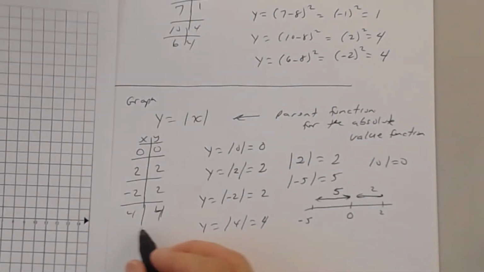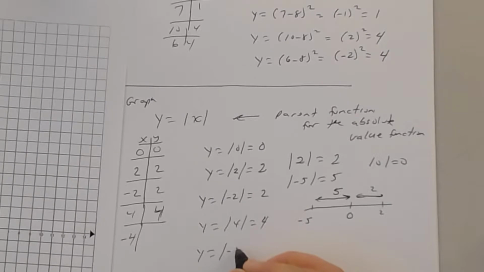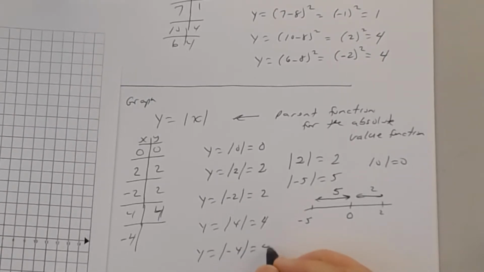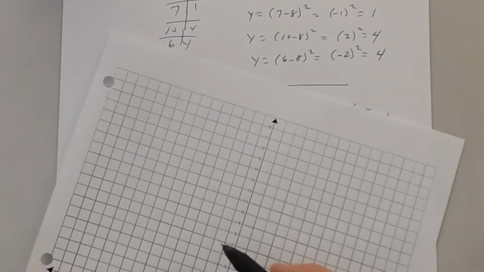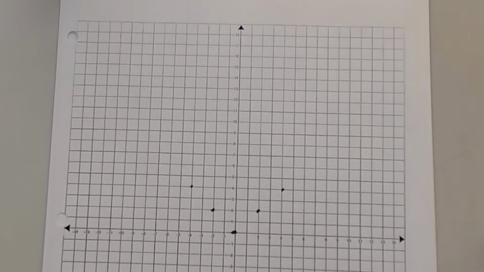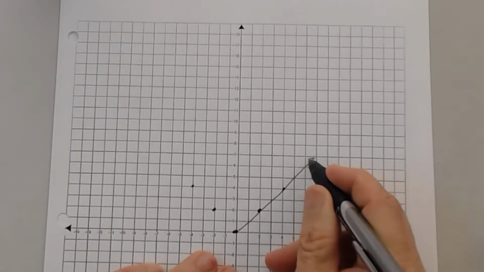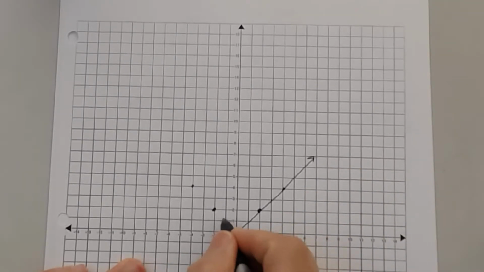If x is negative 4, I get y equals the absolute value of negative 4, which is also what? 4. All right, and then I want you to notice this time that when we dealt with the quadratic function, the graph was a parabola. You had that curve. Here, this is not a parabola. The shape, if you connect the points, those are rays. Looks like this.